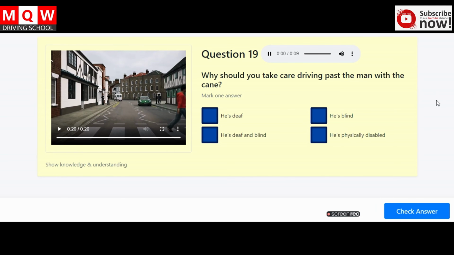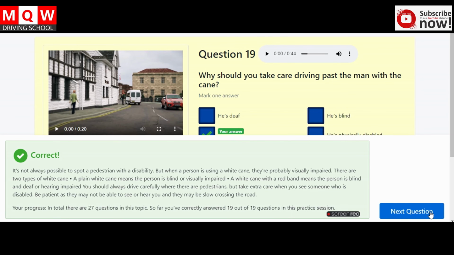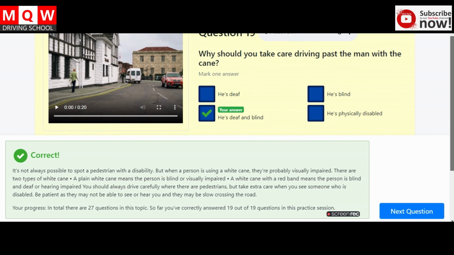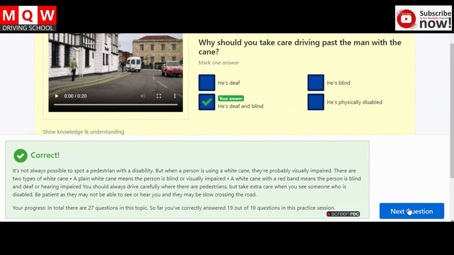So listen, number 1. Why should you take care driving past the man with the cane? He's deaf. He's blind. He's deaf and blind. He's physically disabled. So he was walking, so he's not physically disabled, he's deaf and blind. This time the black and white stripe means deaf and blind together. Okay, so remember this one.